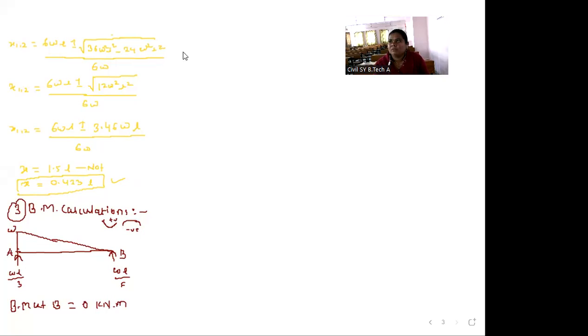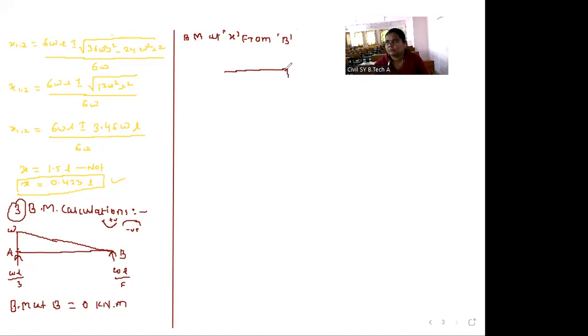Okay. After that, we will calculate bending moment at x distance from B. For that, I will draw the figure here. This is our B point, and here WL by 6 load is applied, and we have taken a section here, XX. Up to this point, this distance is X. The remaining beam is likewise, so we have taken the section up to this point only. So this portion we will consider.